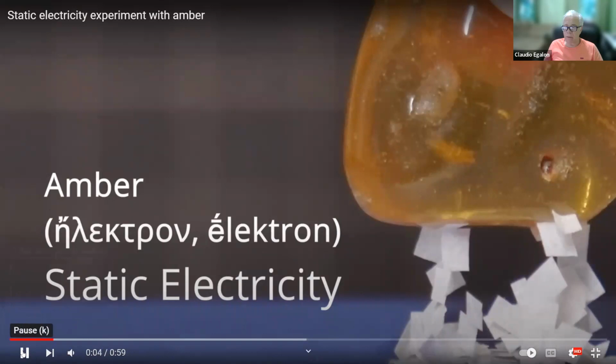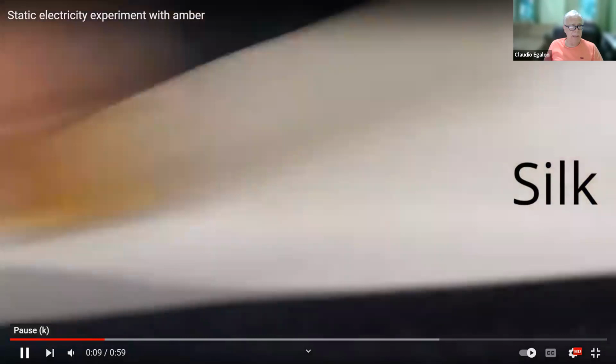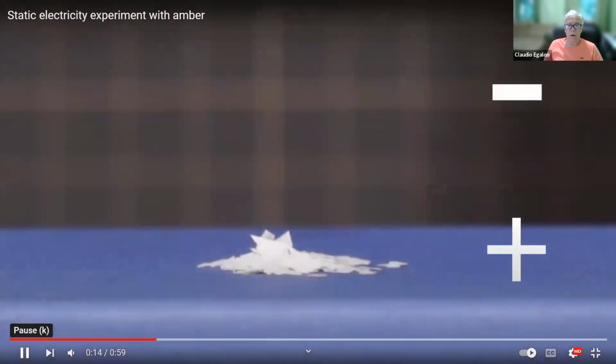Here you go, see that? Amber gave the name to electricity. We pronounce that electron. This guy is rubbing amber against this white material, silk. Okay, and now he has those small pieces of paper right here. The Greeks wouldn't use paper, right? They would use feathers. That was much lighter.